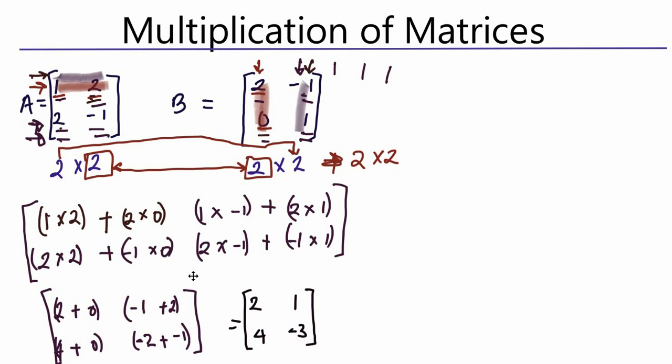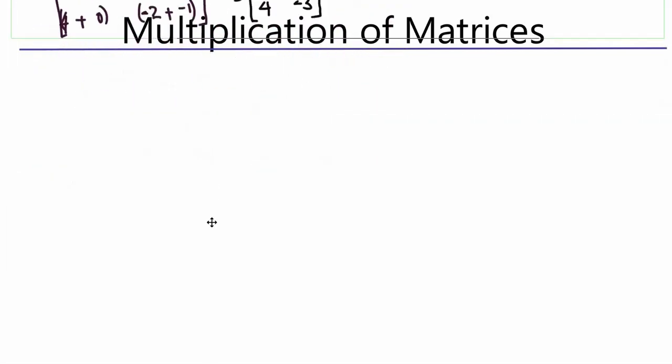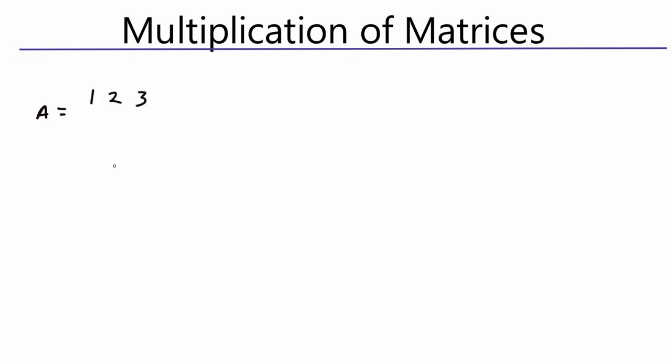Now, let us have another example. We say we are given a matrix, for example, we have A, which is 1, 2, 3, 4, 5, 6. So we have 4, 5, 6. This is our first matrix.